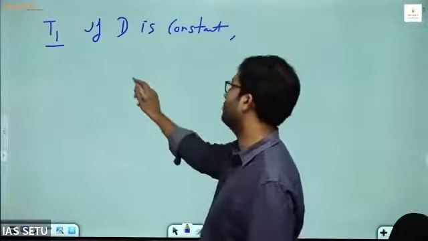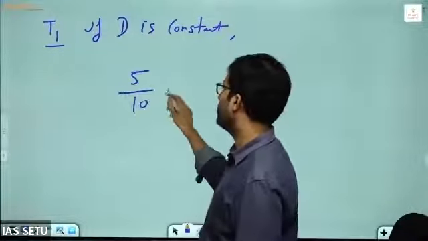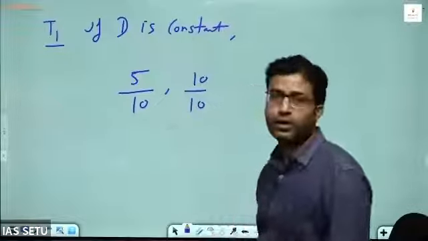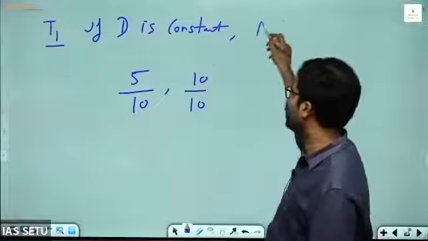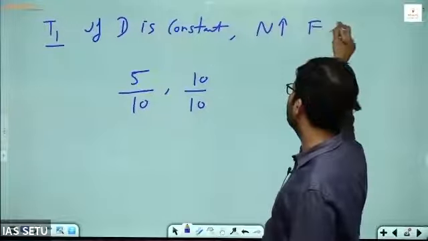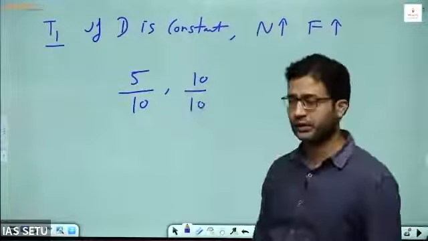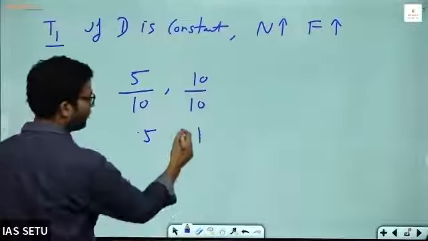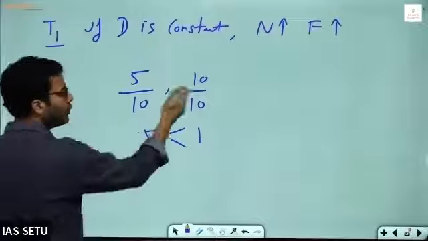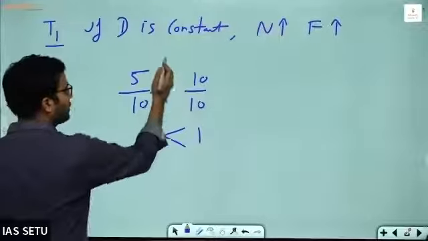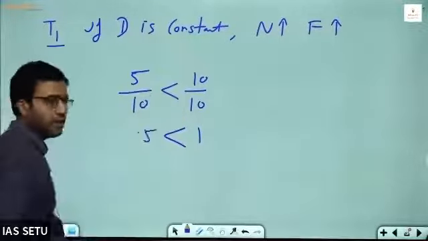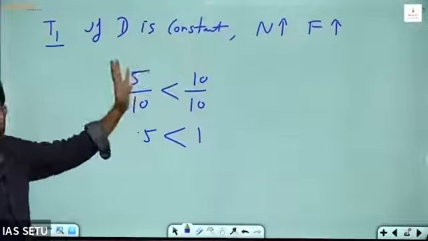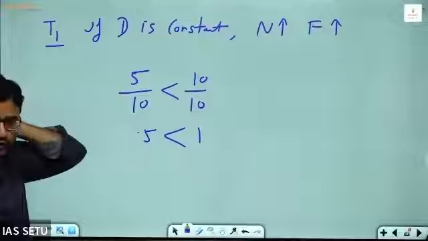like I give you a question, 5 by 10, 10 by 10. The denominator is the same. So if the denominator is constant, as the numerator increases, the fraction value increases. We just compare the numerator. Like 5 by 10 is half, 10 by 10 is 1, and we know 1 is greater than half. So here 10 is larger than 5, so you can conclude 10 by 10 is larger than 5 by 10. If the denominator is constant, as the numerator increases, the fraction value increases without any doubt.